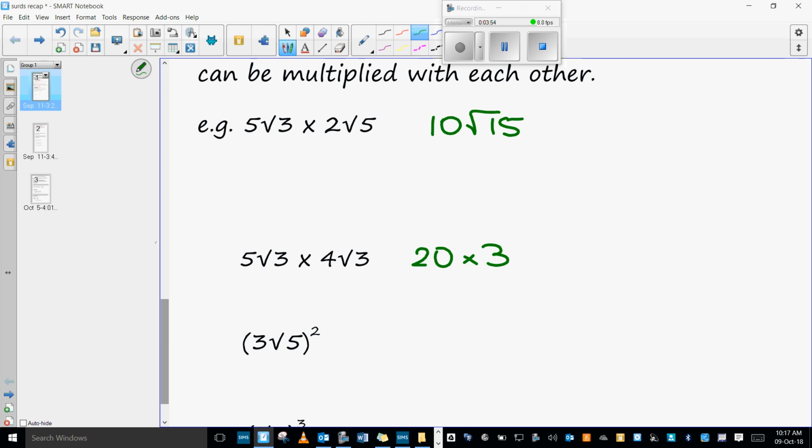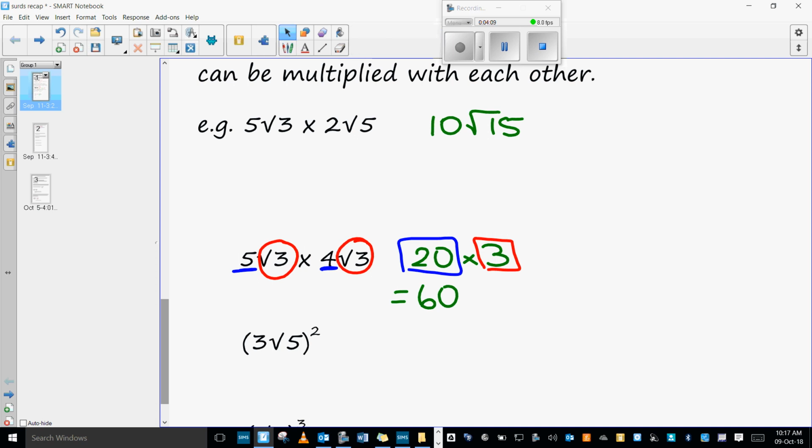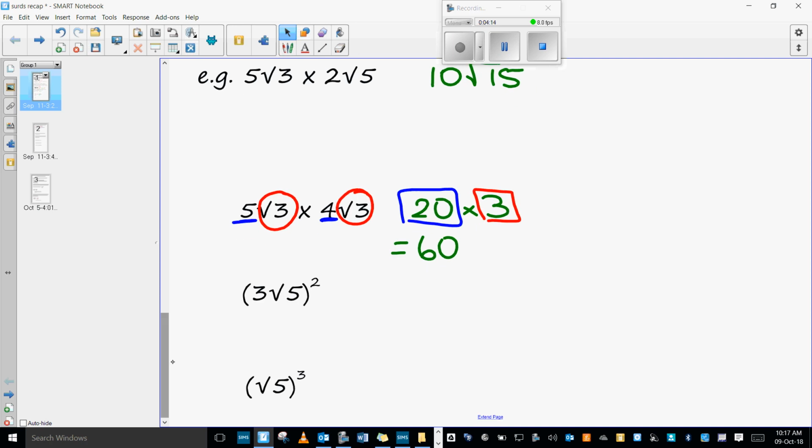Are we going to look at that? So the 5 multiplied by 4 gave us the 20, and then the root 3 multiplied by the root 3 gave us just 3, and then we worked that out. So sometimes the colours do assist, just to point that out.